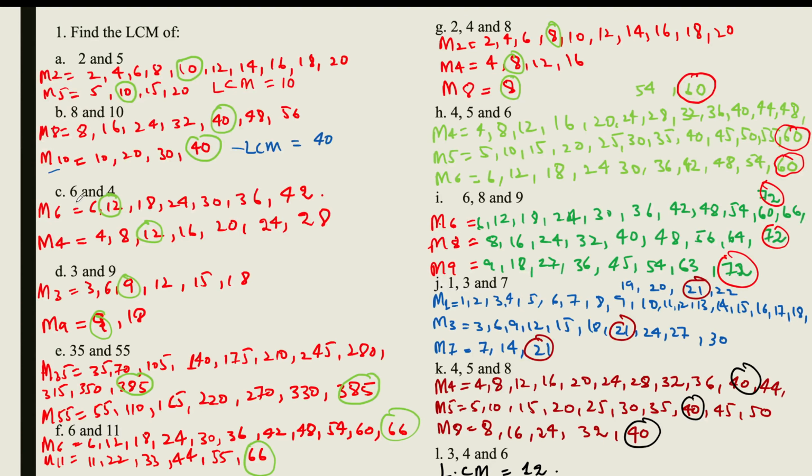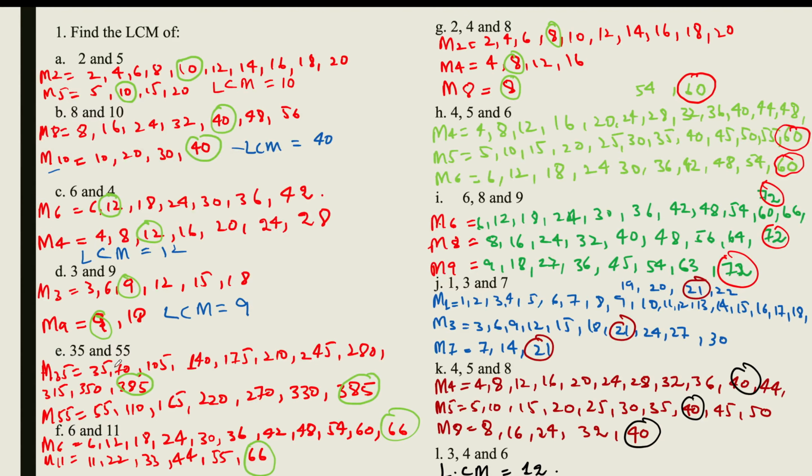Again, we do the same for 6 and 4. We express the multiples of 6 and the multiples of 4. The very first multiple that is common in both of them, we take that as the LCM. So the LCM of 6 and 4 is 12. For 3 and 9, again we express the multiples of 3 and of 9, and we take the common multiple in both of them, which is 9. So the LCM here becomes 9.